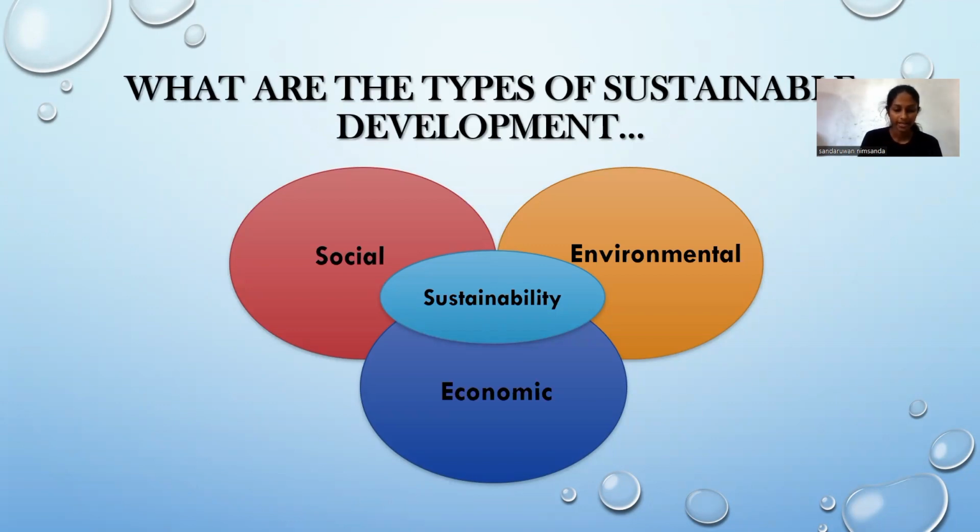Next one is environmental. Environmental sustainability is the ability to maintain the ecological balance in our planet's natural environment and conserve natural resources to support the well-being of current and future generations. Next, economic. Economic sustainability refers to practices that support long-term economic growth without negative impact on the social, environmental, and cultural aspects of the community.